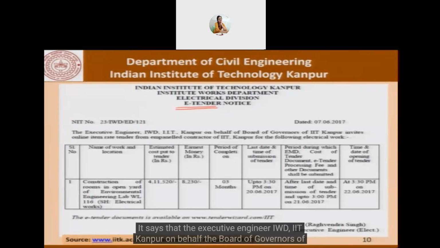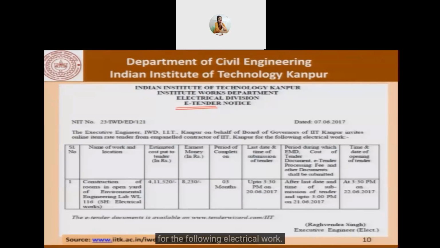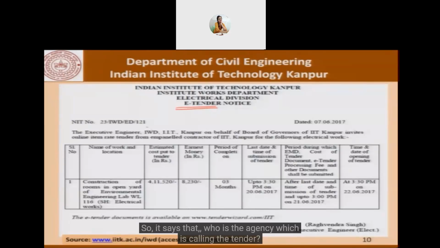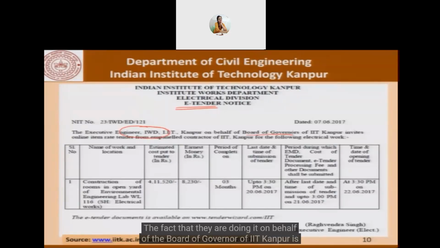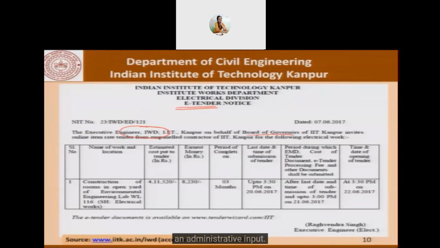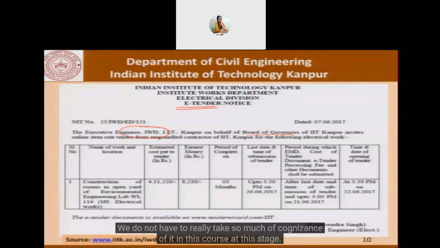It says that the Executive Engineer IWD IIT Kanpur, on behalf of the Board of Governors of IIT Kanpur, invites online item rate tenders from empaneled contractors of IIT Kanpur for the following electrical work. So it says who is the agency which is calling the tender? It is the Works Department of the institute. The fact that they are doing it on behalf of the Board of Governors of IIT Kanpur is an administrative input. We don't have to really take so much cognizance of it.